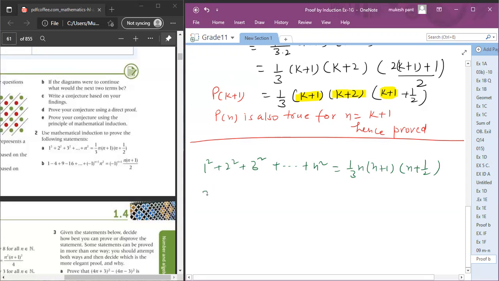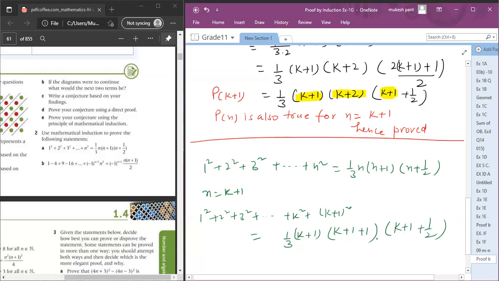We have to prove this for n equals K plus 1. So my answer should be the square of 1 plus square of 2 plus square of 3 plus, obviously, K square. Then there will be K plus 1, one more term. Wherever there is n, I will replace n by K plus 1. So it is 1 by 3, then n means K plus 1, then n is again here, K plus 1 and plus 1. Again, n is here, K plus 1 and half. So this should be my answer.